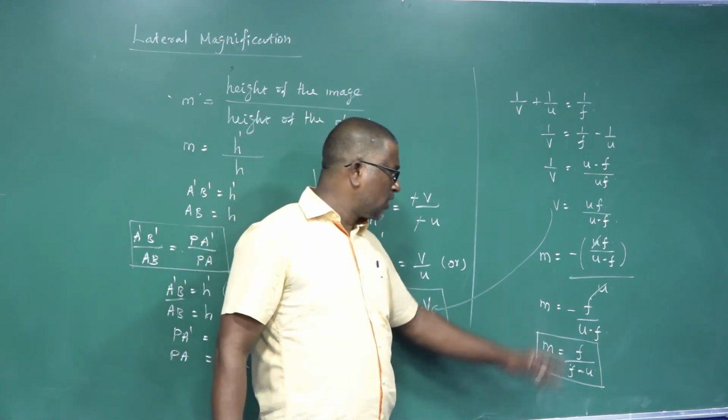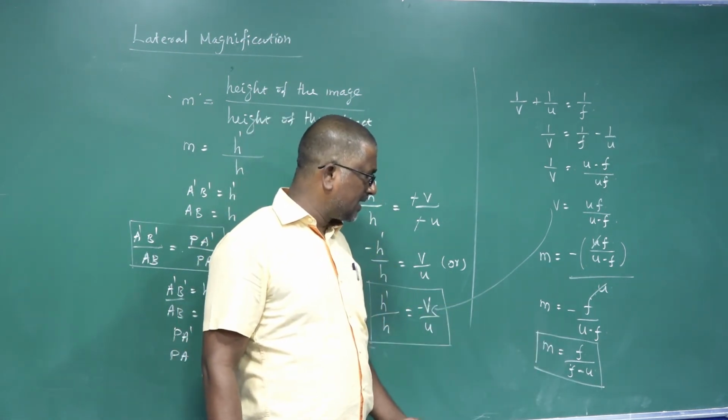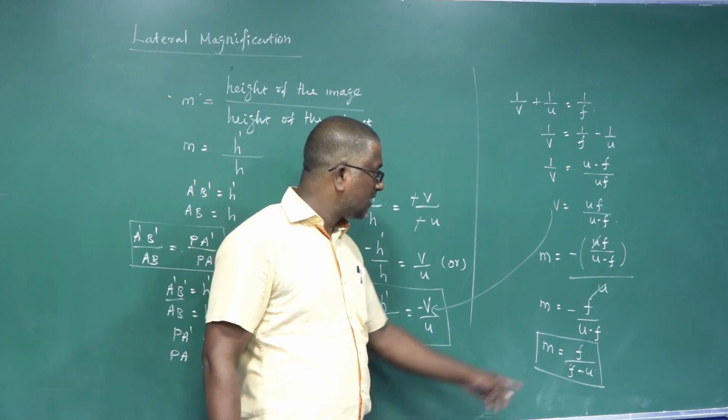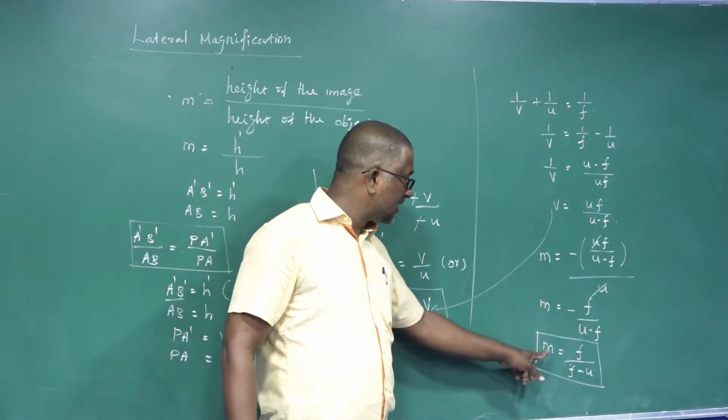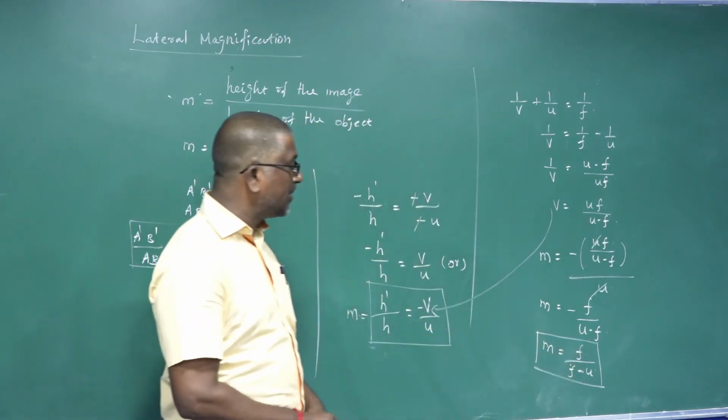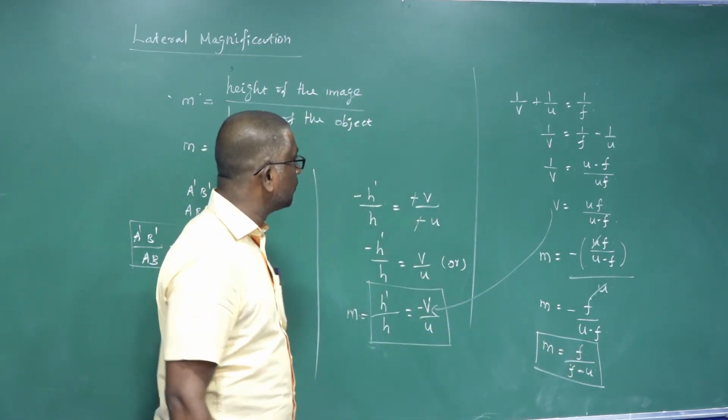If you know the focal length of the given spherical mirror and the object distance, we can calculate the lateral magnification produced by a given spherical mirror by using the relation m is equal to f divided by f minus u. Right.